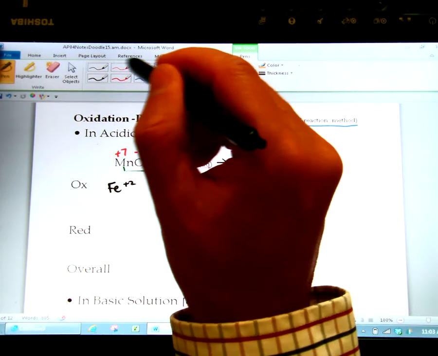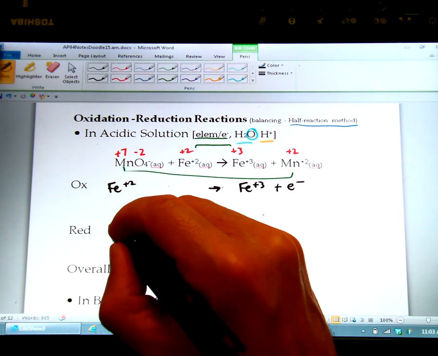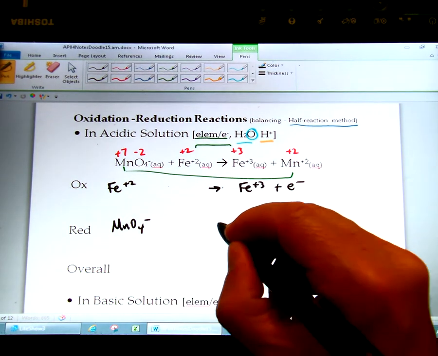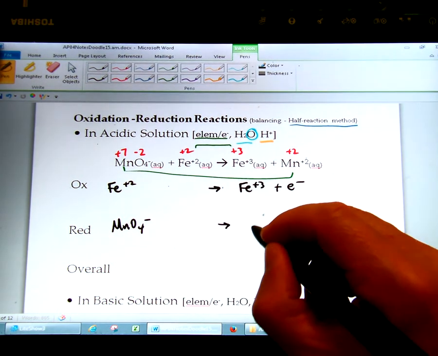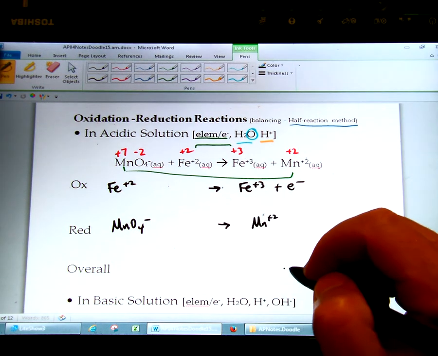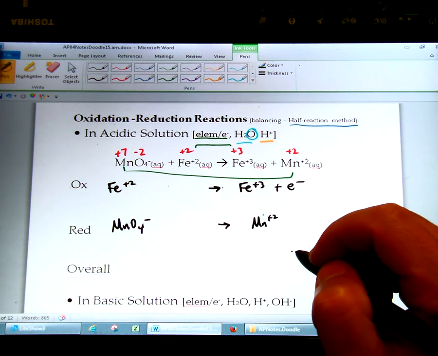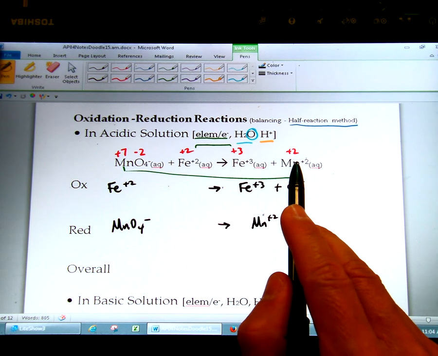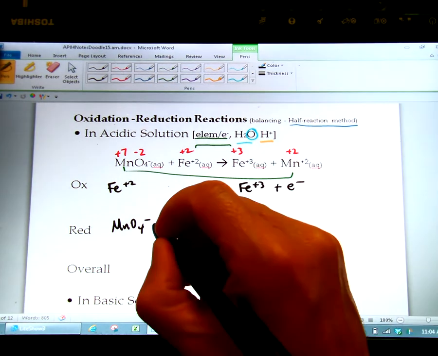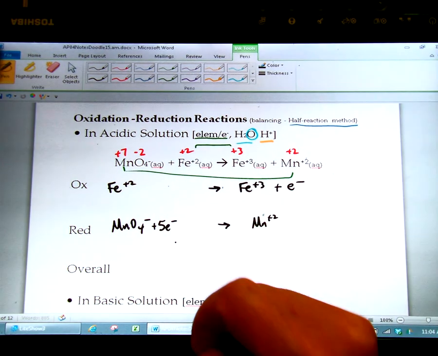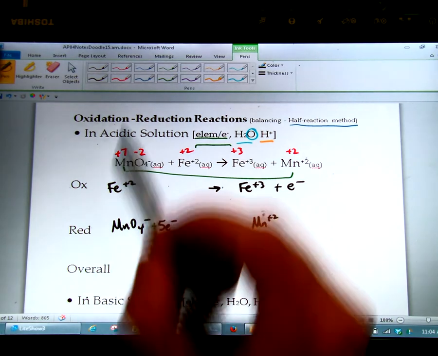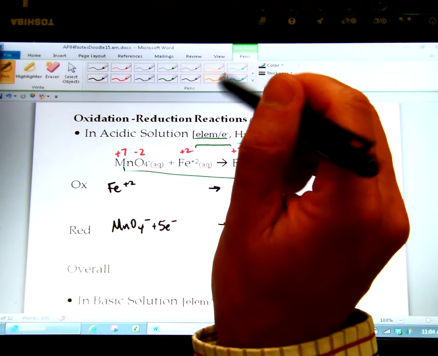Now we're going to do the reduction half reaction. So here we have the MnO4 minus, and that's going to turn into Mn plus 2. So you're going to go down from plus 7 to plus 2. That's going down by 5, and you must have gained electrons to do that, so that's going to be plus 5 electrons. Remember, when you are reduced, you gain electrons. Now we're going to continue the process. So that was step element electron.